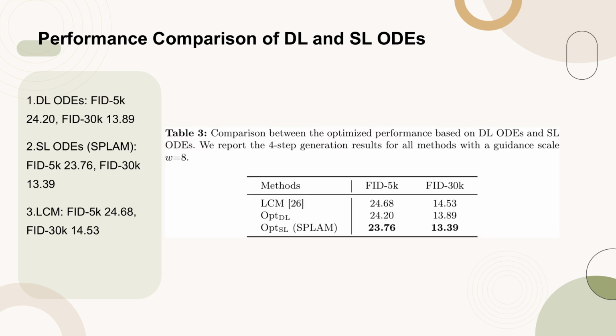Table 3 presents a comparison of the optimized performance between direct linking ordinary differential equations, DL-ODEs, and subpath linear ordinary differential equations, SL-ODEs. The table reports the four-step generation results for all methods with a guidance scale W equals 8. Key metrics include the Fréchet inception distance, FID, for 5K and 30K images. The results show that SL-ODEs, specifically SPLAM, achieve the lowest FID scores, indicating superior image generation quality compared to DL-ODEs and LCM. This demonstrates the effectiveness of SPLAM in generating high-quality images with fewer steps.